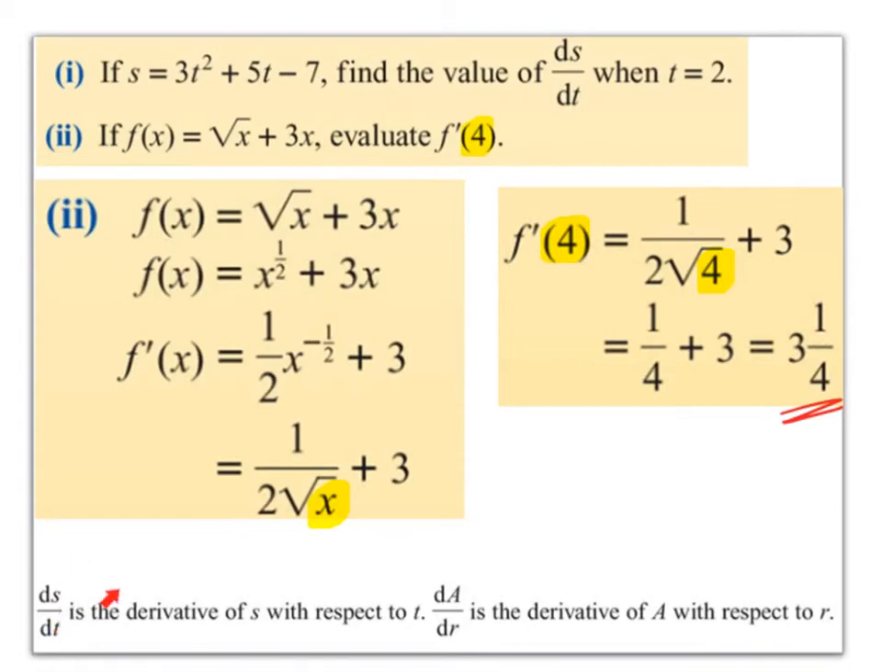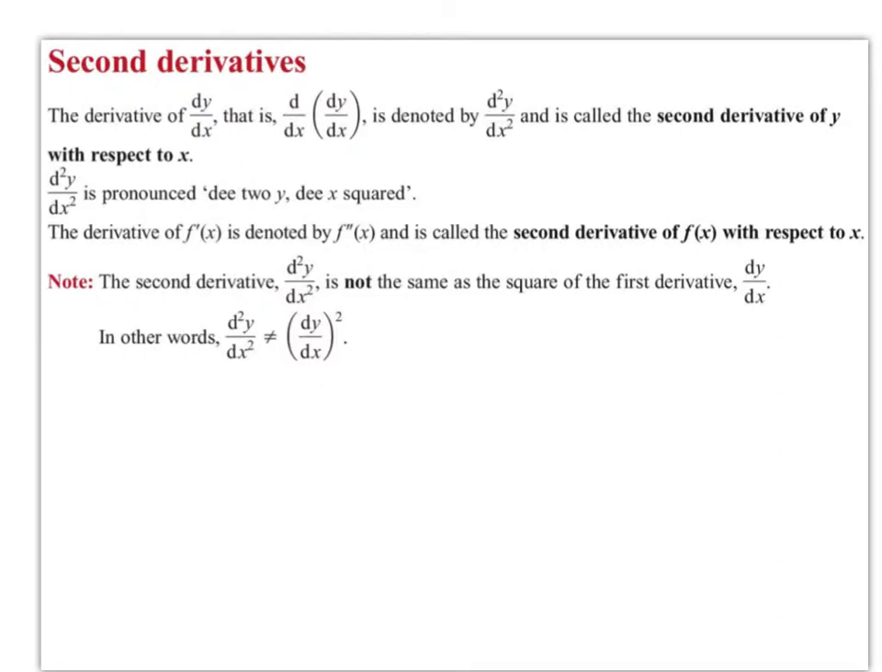So ds dt is the derivative of s with respect to t. dA dr is the derivative of A with respect to r, and so on. Second derivatives. A second derivative is when we differentiate a derivative. So we differentiate a function twice.